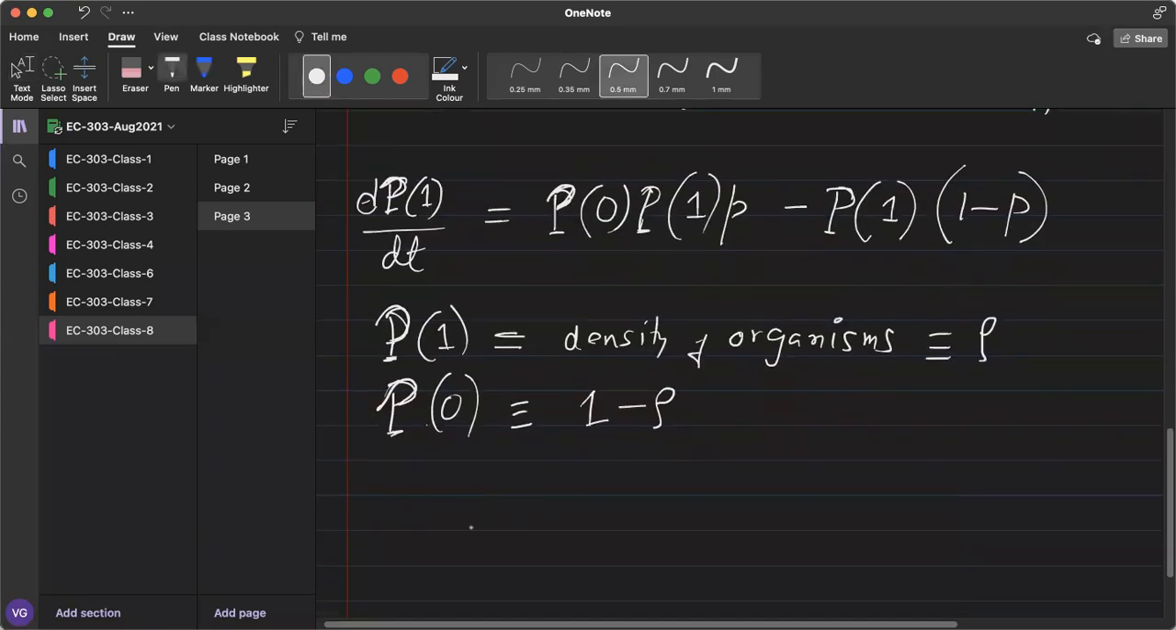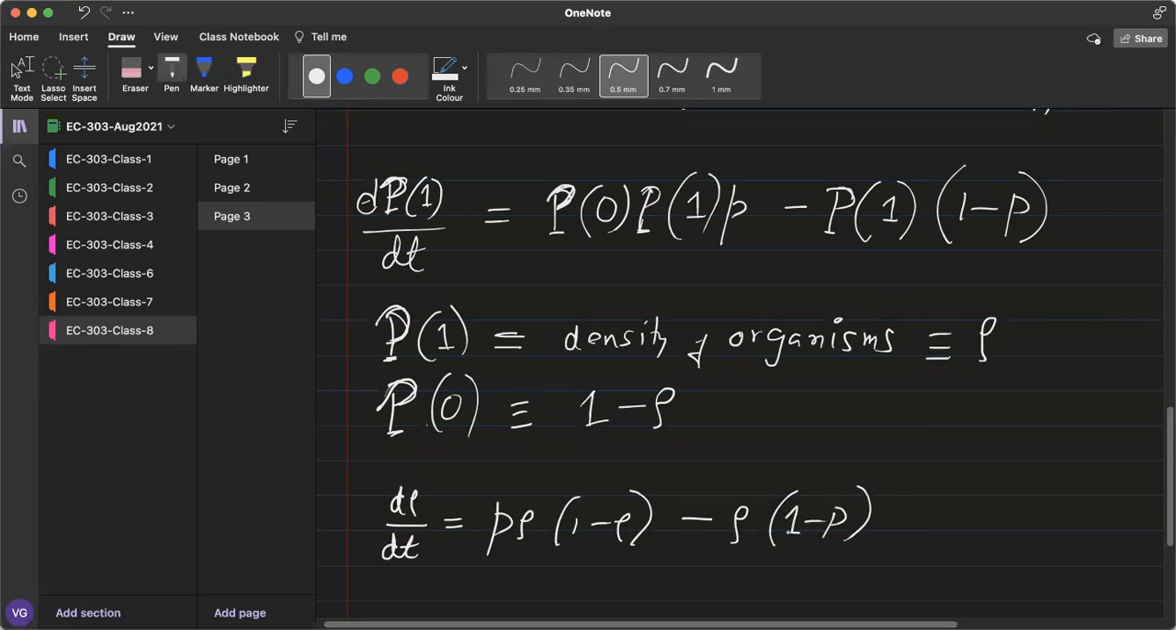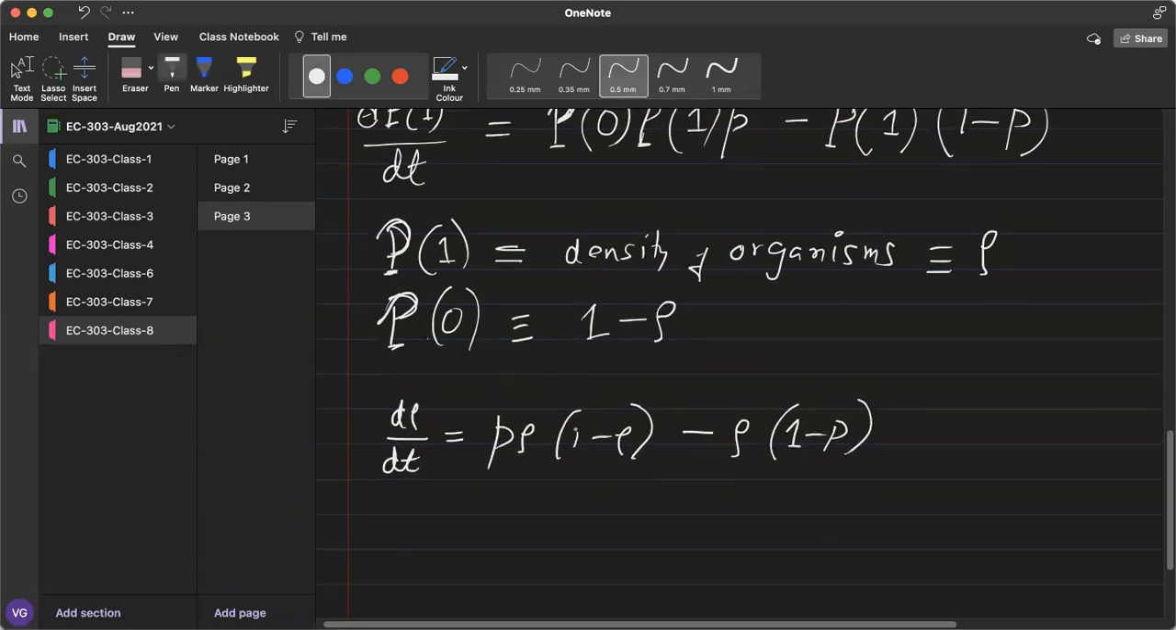Okay, so with that, the left hand side becomes dou rho by dou t. So the rate of change of density of organisms is given by p into rho into 1 minus rho, minus rho times 1 minus p.